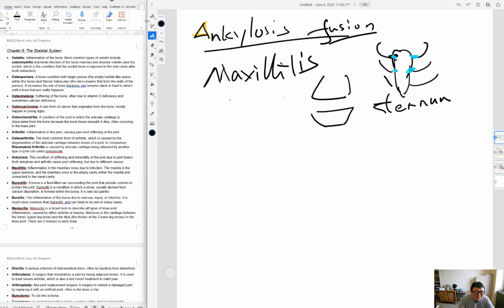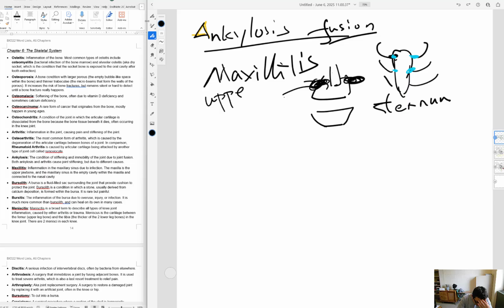So this is a skull. If you have a skull, the upper jaw bone is the maxilla, and inside the maxilla there are also sinuses. And this is the nose, and the nasal cavity also connects to multiple cavities inside the bone. These are the nasal sinuses.